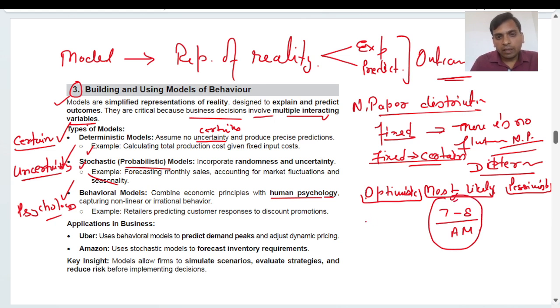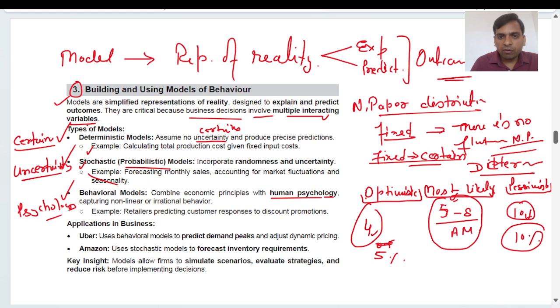But some people wake up at 4 o'clock, and some people at 10 o'clock. So the weightage of these 4 o'clock people is very less, just 5%. And pessimistic, who wake up at 10 a.m., this is approximately 10%. So the majority of the people lie between 7 to 8, or we can say 5 to 8 a.m. So majority means 85% weightage of these people.